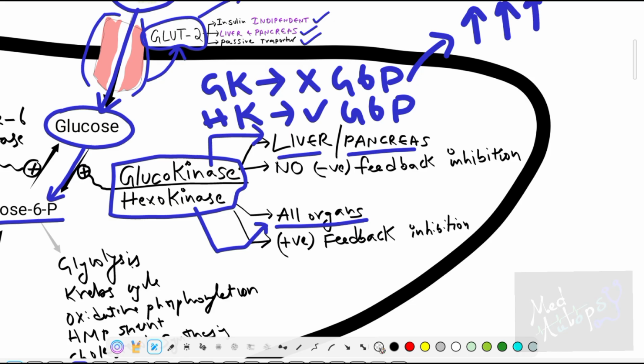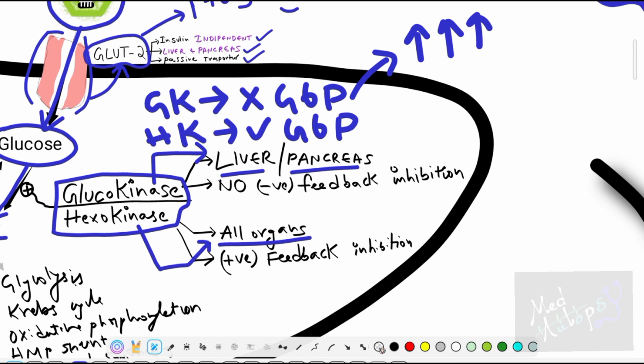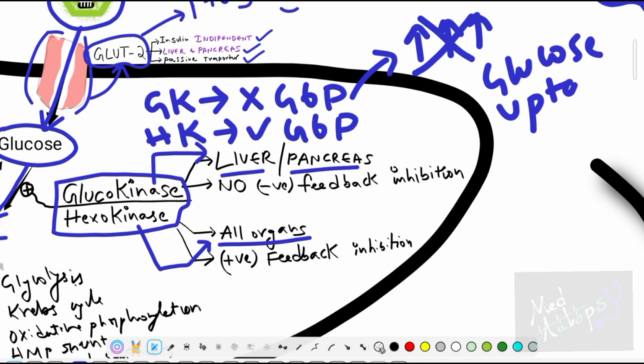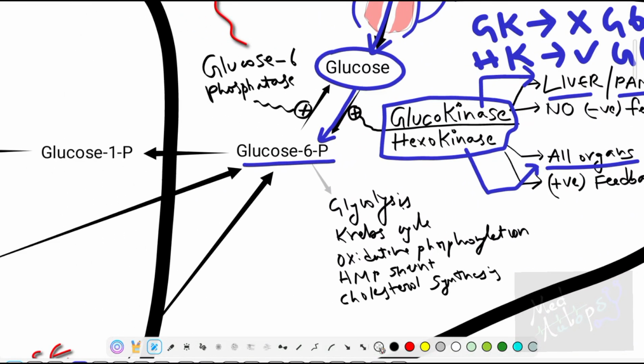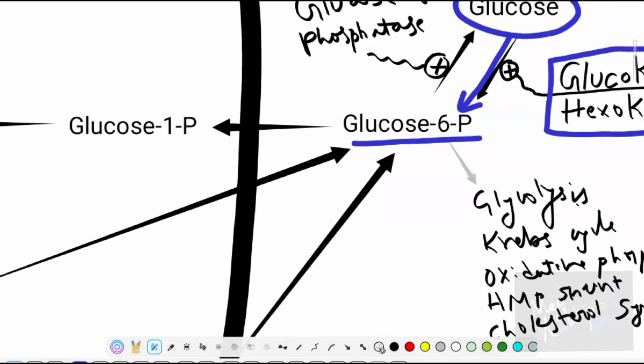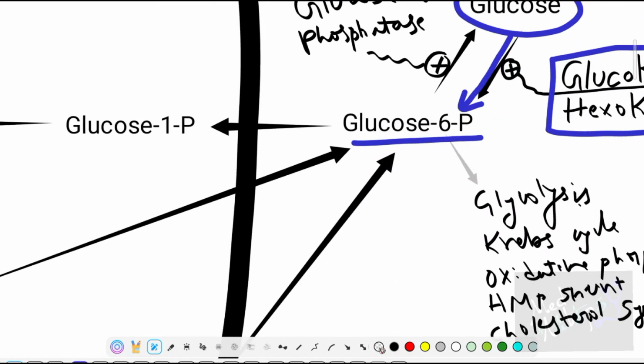For glucokinase, if there is high glucose in the blood, the product, glucose 6-phosphate, will be higher. If glucose 6-phosphate gets higher, it should not inhibit glucokinase. Once it inhibits glucokinase, there is no uptake of glucose into the liver. So it causes hyperglycemia. We don't want that.